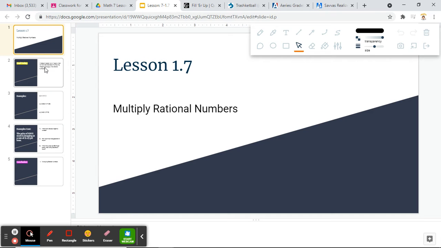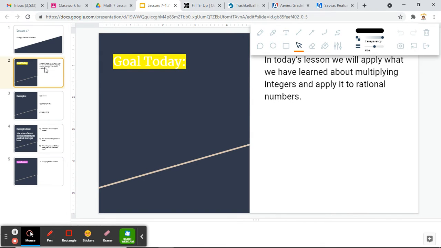Alrighty, y'all, we're going to keep going here with lesson 1.7, how to multiply rational numbers. So the goal today, in today's lesson, is that we're going to apply what we have learned about multiplying integers to rational numbers.